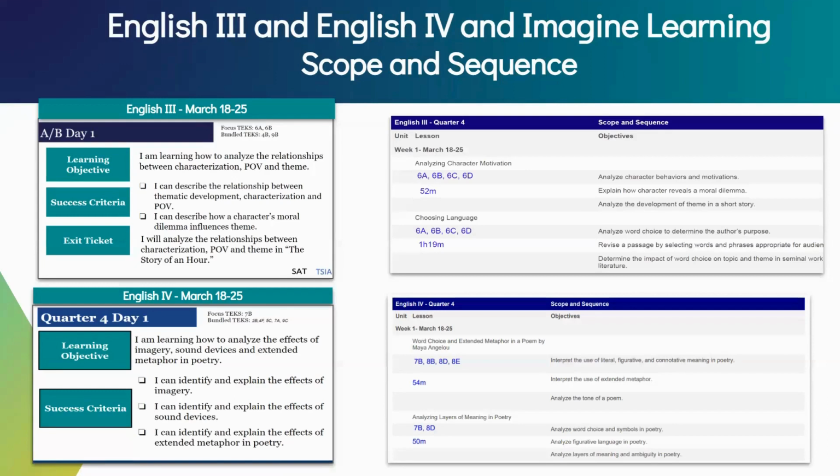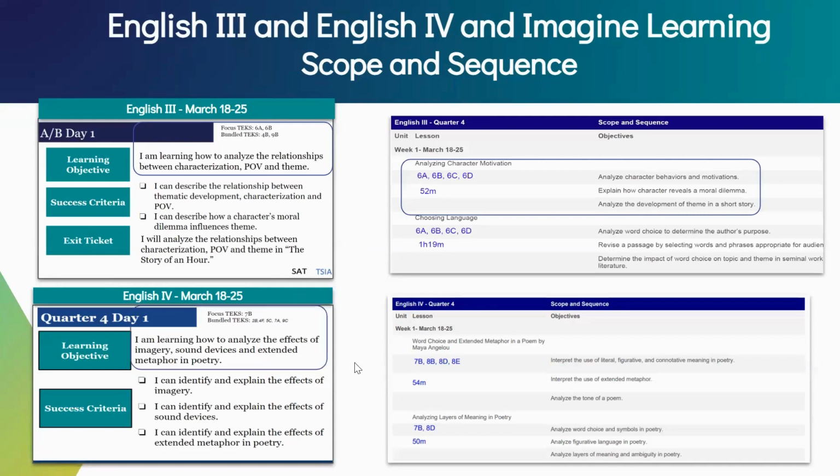For instance, in English 3, in the instructional week of March 18th through the 25th, students are learning how to analyze the relationships between characterization, point of view, and theme. They will basically be doing the same thing in Edgenuity. So they would complete the Edgenuity modules first, so they'll have a frame of reference for when they receive instruction from the structured decks for the second half of the course.